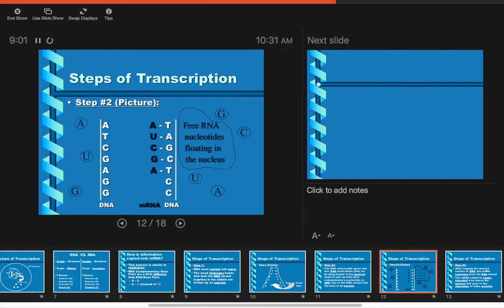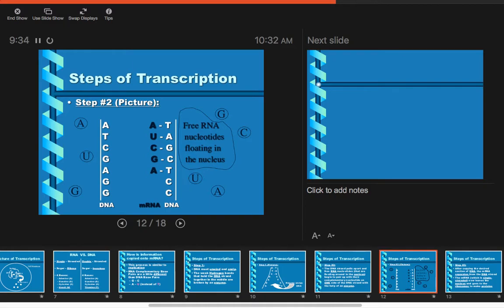So ta-da! We just did transcription. This RNA then would go out to the ribosome, and the ribosome would read this code, put together the appropriate amino acids, and ta-da! You make your protein. Okay? Now, important, test question stuff. Where does transcription happen? Where does it occur? In the cell, but specifically in the nucleus.